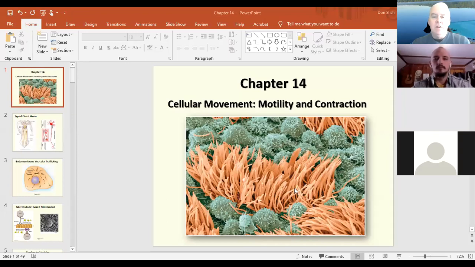Okay, so today we're starting chapter 14. Chapter 14 follows chapter 13 really closely. Chapter 13 was all about the cytoskeleton and cytoskeletal elements, and now this is talking about how the cytoskeleton is used to make the cell move or make things move inside the cell. Let me pull up my notes to make sure I'm not lying.